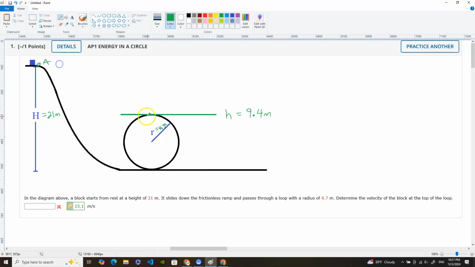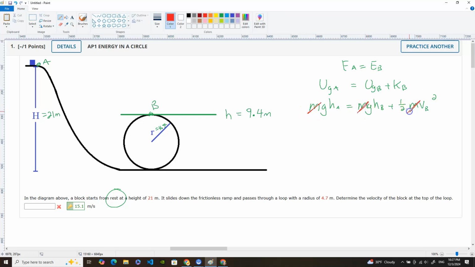We'll call this position A. This will be position B. Energy at A has to equal the energy at B. So my potential at A, I don't have kinetic at A because I start from rest, has to equal my potential at B plus my kinetic at B. So mgh_A equals mgh_B plus 1/2 m v_B squared.